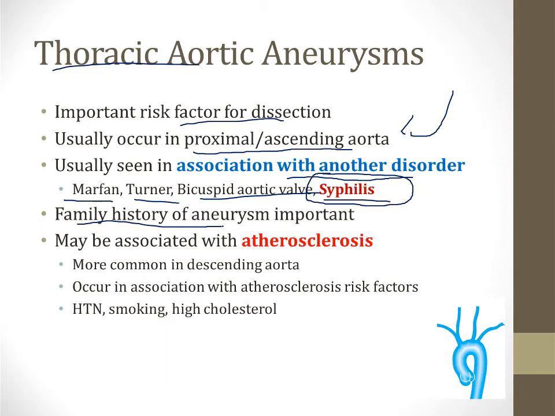And then finally, you should know that these can be associated with atherosclerosis, although it's far less common for thoracic aneurysms to result from atherosclerosis than it is for abdominal aneurysms, which we'll talk about in a minute. When patients do have an atherosclerosis associated thoracic aneurysm, it's usually in the descending aorta, not the ascending aorta, and it often occurs in association with atherosclerosis risk factors like hypertension, smoking, and high cholesterol.